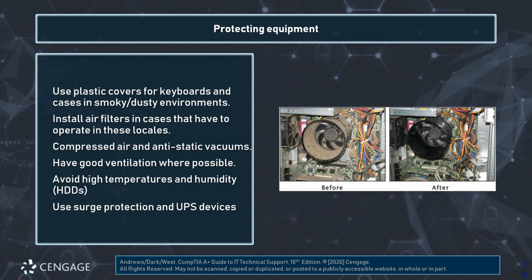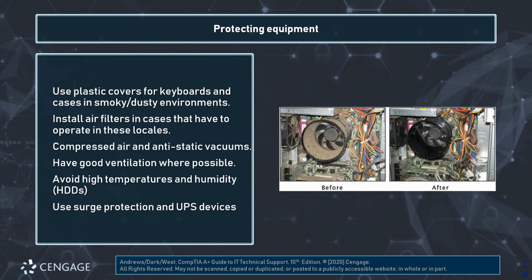We have to protect equipment as well. We have to make sure that any environment in which there may be smoke, dust, or other contaminants, we provide plastic covers for keyboards, monitors, cases, and air filters if possible. A lot of times in warehouses you'll see little pop-up offices, usually just plexiglass and plyboard bolted up in order to provide an enclosed space in which dust is unlikely to penetrate, at least not with the same level of density. Compressed air and anti-static vacuums are very useful.